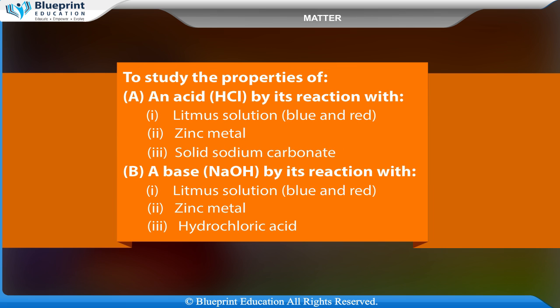To study the properties of A, an acid HCl, by its reaction with litmus solution blue and red, zinc metal, solid sodium carbonate. B, a base NaOH, by its reaction with litmus solution blue and red, zinc metal, hydrochloric acid.